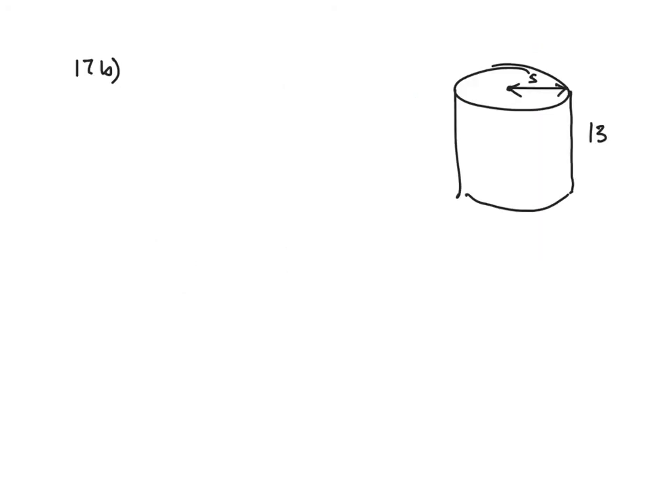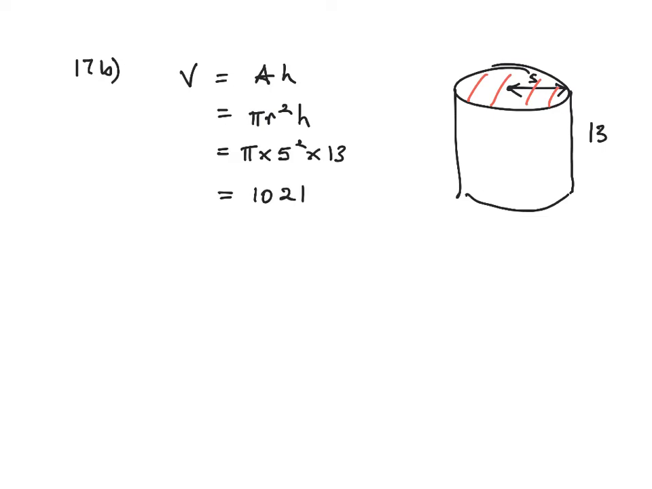The shape we have here is a cylinder. The volume is, we could use the same volume formula that we used in part A, area times height, but this time the area is the area of a circle. This here is a circle of radius 5, so it's pi times 5 squared times a height of 13, and the answer is 1021 centimetres cubed.